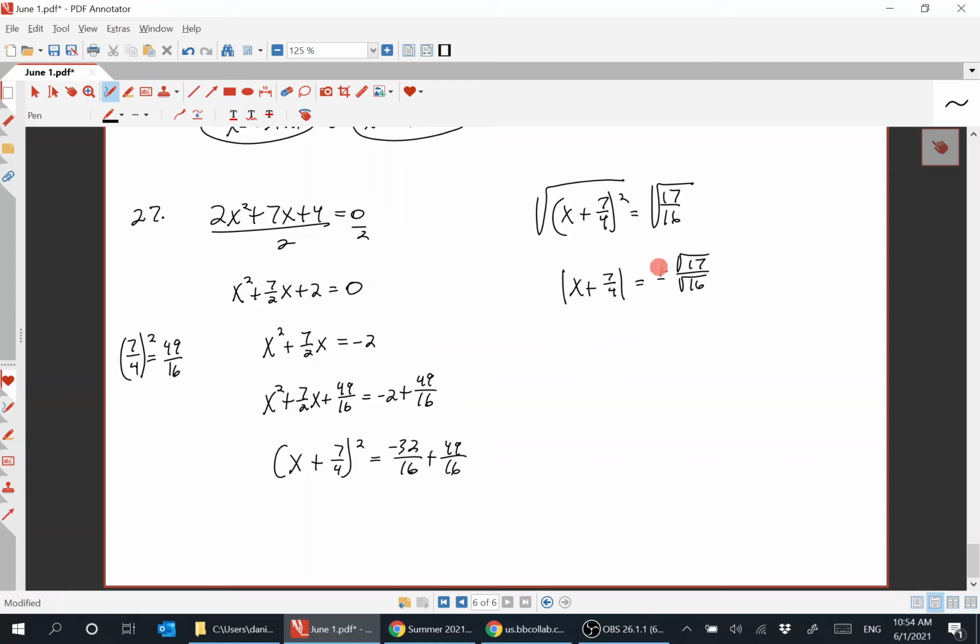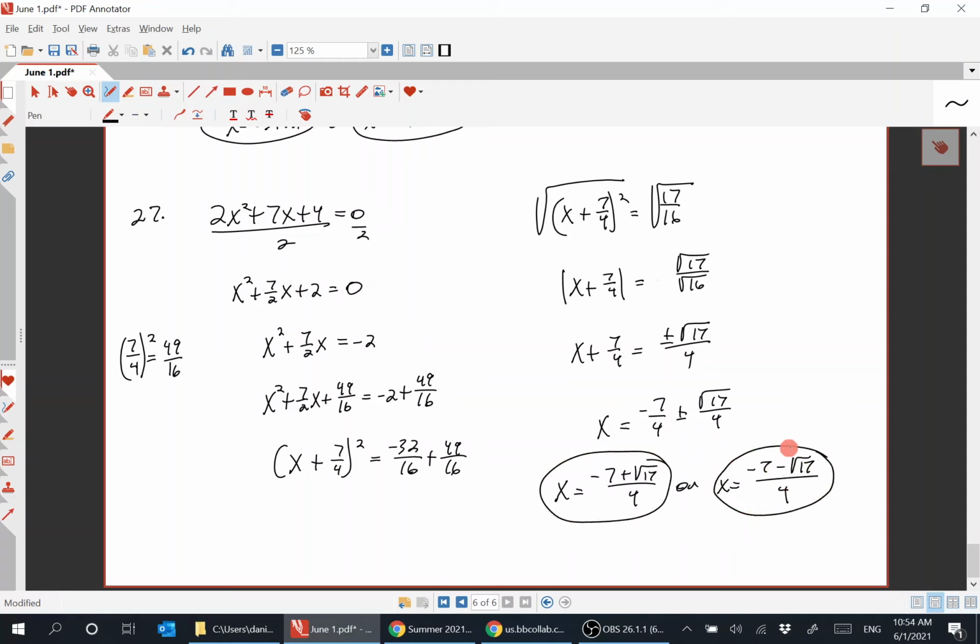Oops, I put that in early. So now x plus 7/4 is equal to plus or minus root 17 over 4. So x is equal to minus 7/4 plus or minus root 17 over 4. So x is equal to minus 7 plus root 17 over 4, or x is equal to minus 7 minus root 17 over 4. Okay, so if the coefficient of the x squared is not 1, you just divide it out like that, and you can solve as usual.